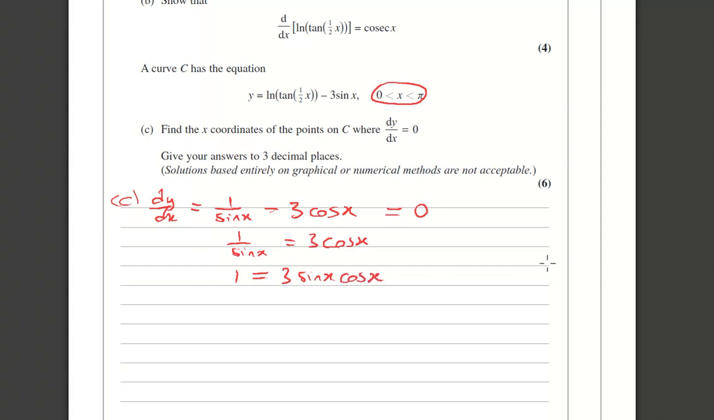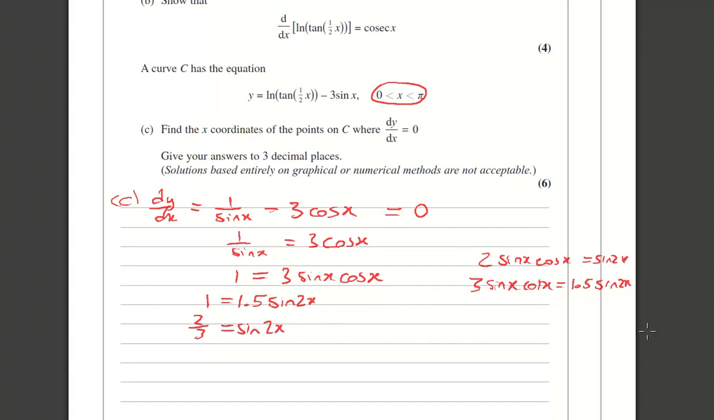And I really like the look of that, because remember that 2 sine x cos x is sine 2x. And so 3 sine x cos x will be 1.5 times that. So it'll be 1.5 sine 2x. And that's what I'm going to use. 1 equals 1.5 sine 2x. And so sine 2x is 1 over 1.5, which is 2/3. You see, that is an equation which I can solve.